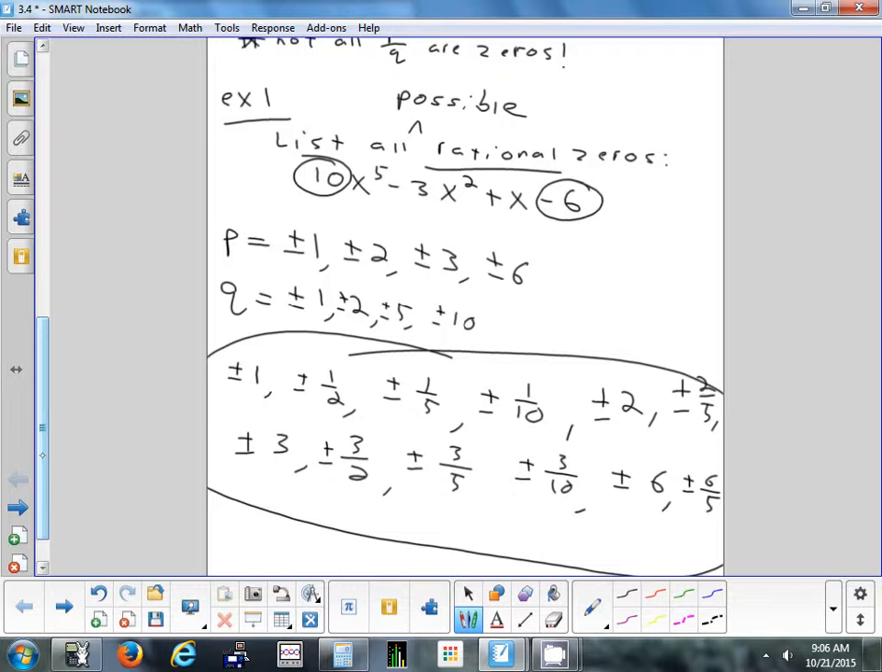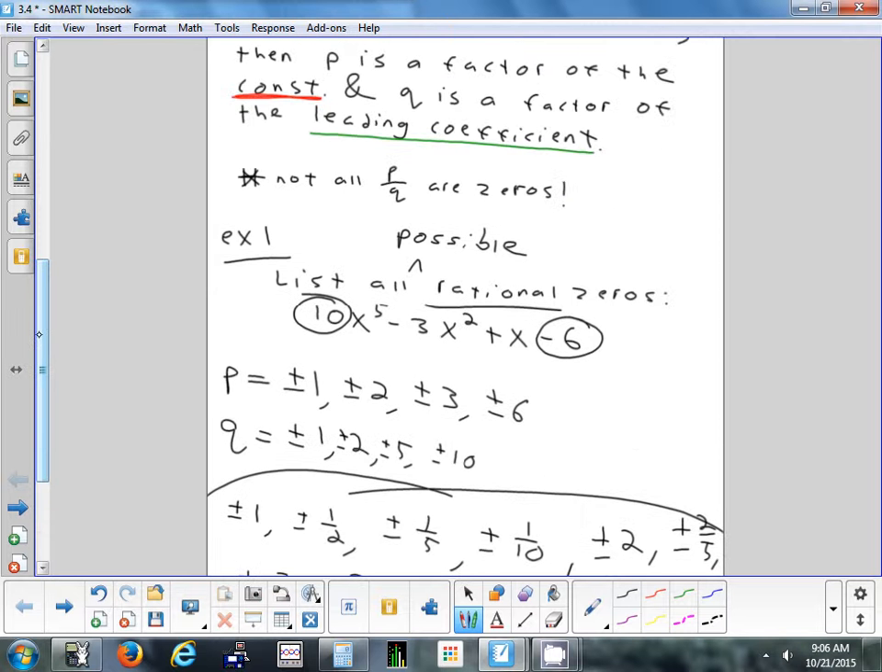Okay, any question on how we generated this list? Yep. For the P and the Q, you pull that out of the top one? Yep. P is all the factors of the last number. Q is all the factors of the first number. Yep.